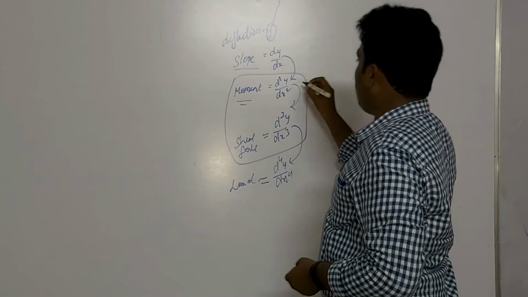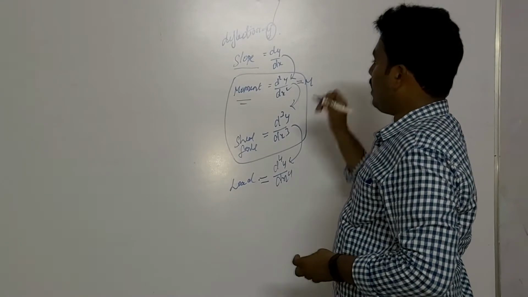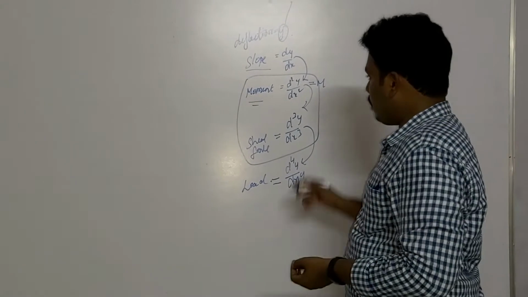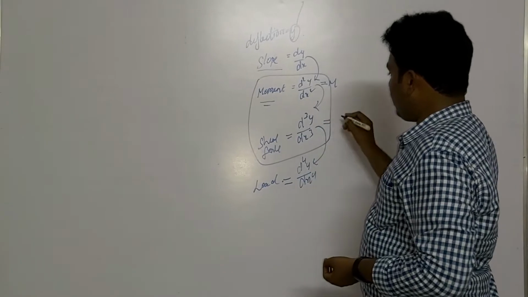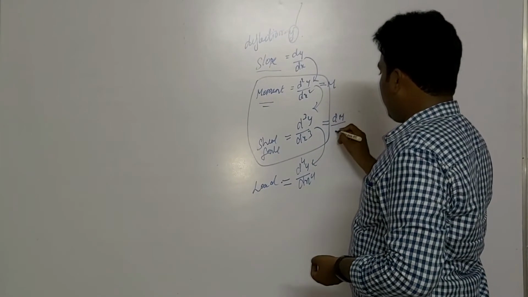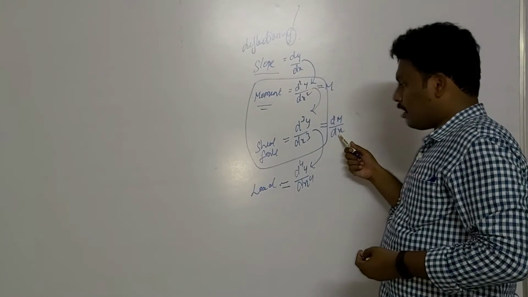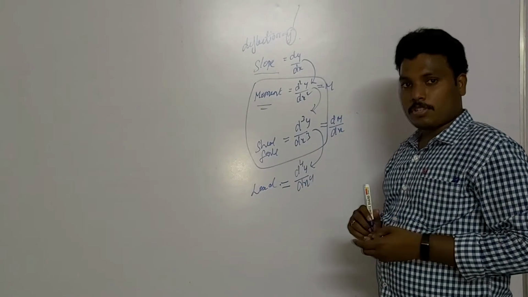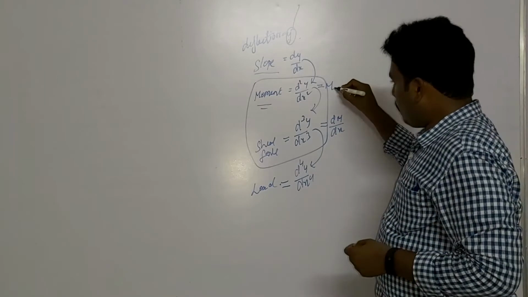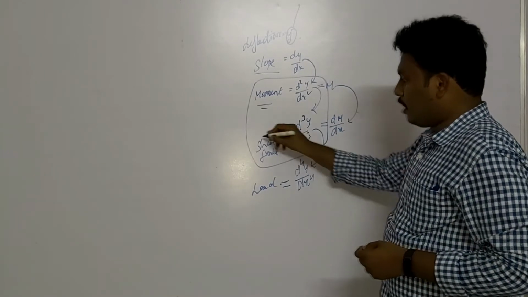Say for example, d square y by dx square ని M అని అనుకున్నాం, మూమెంట్ కాబట్టి. So can I write this d cube y by dx cube as dM/dx? అంటే మూమెంట్ ఈక్వేషన్ ని ఒకసారి డిఫరెన్షియేట్ చేస్తేనే కదా మనకి షియర్ ఫోర్స్ వచ్చేది. So remember that point, మూమెంట్ ని ఒకసారి డిఫరెన్షియేట్ చేస్తే we will get the shear force.